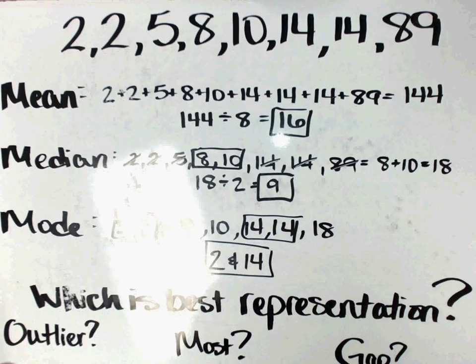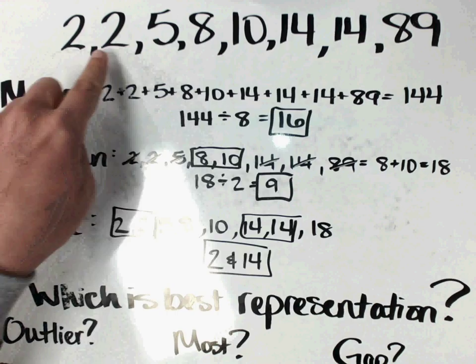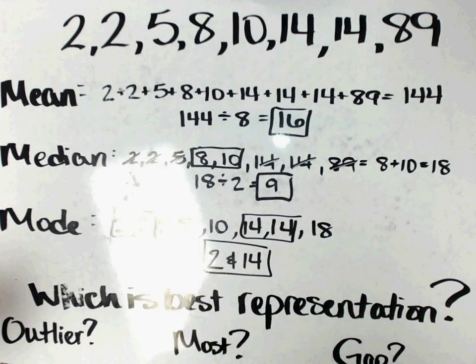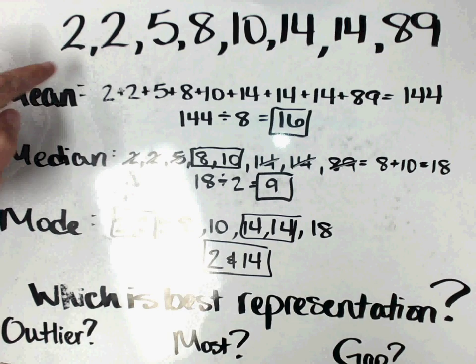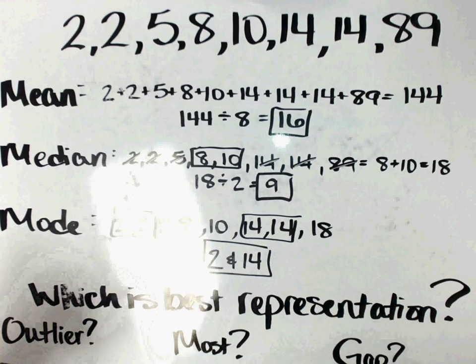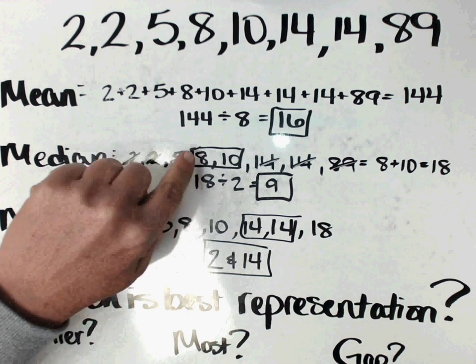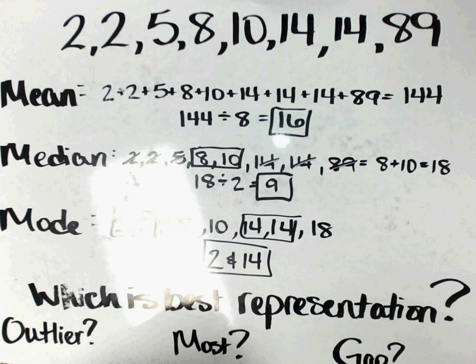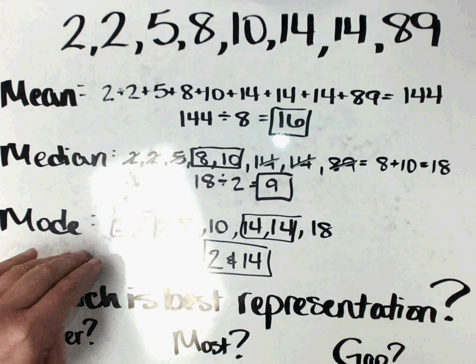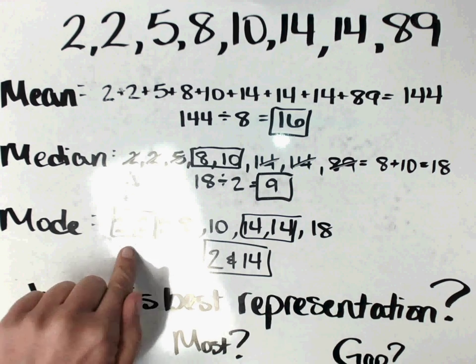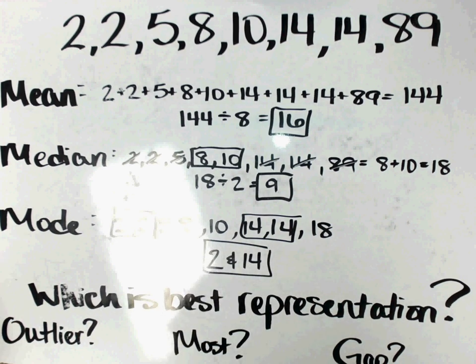Here I have a set of data. I have it in order from least to greatest up here. Okay, now I found the mean of my set of data. I added them up and I divided by 8 because there were 8 numbers, and I found my mean was 16. I found the median of my data. Okay, there were 2 medians, so I added those together, divided by 2, so my median was 9. And then I found my mode, and there were 2 modes, both 2 and 14 were repeated twice.